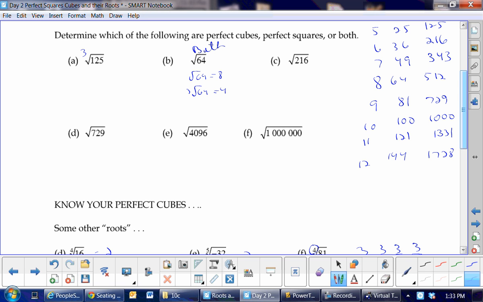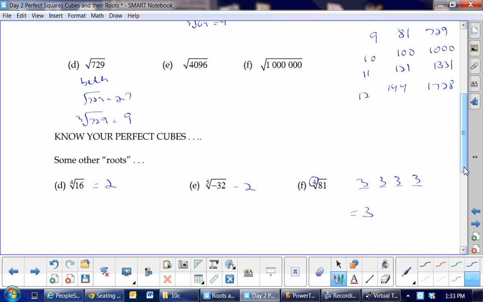How about 216? Just the cube. 729. Okay, if it's both, what's the square root of 729? Nope. 27. And the cube root of 729, you should all know that, is 9. Okay, so that's all the examples we're going to do on that. Now we're going to get to the last thing here.